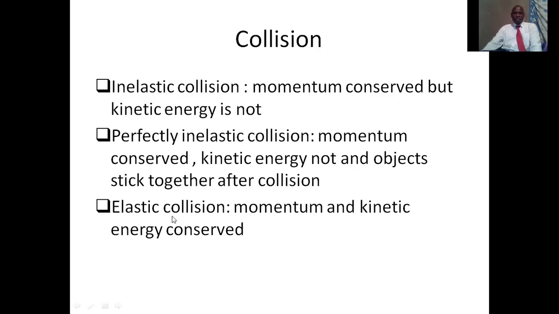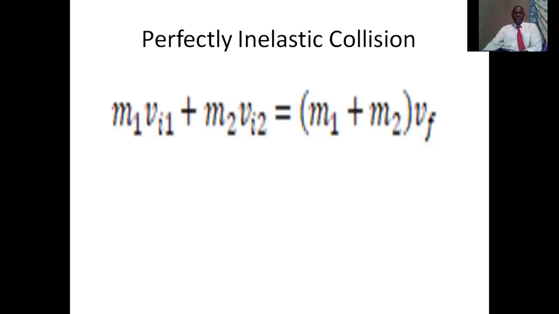An elastic collision is where the momentum and kinetic energy are conserved. Before the collision and after the collision, the momentum and the kinetic energy are conserved. Now, we are going to use the equations to illustrate what we are talking about in these definitions.